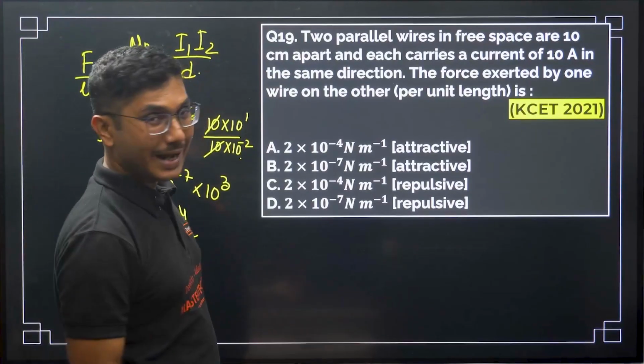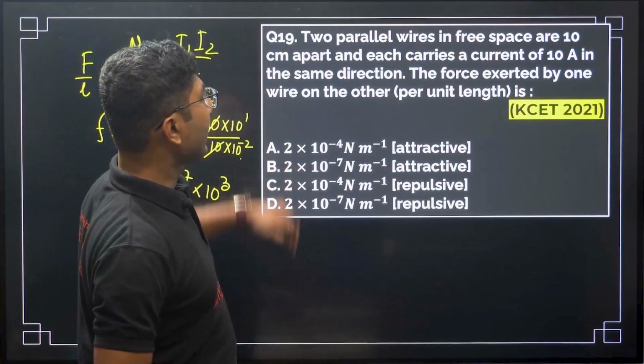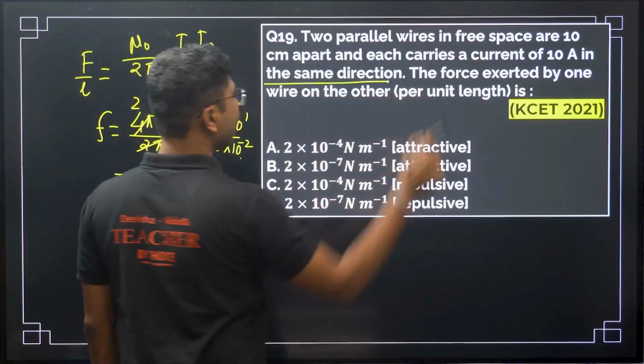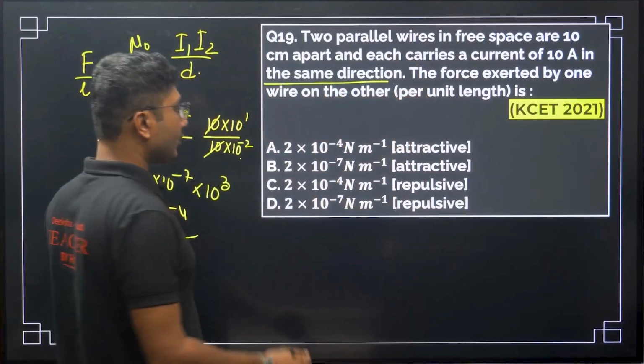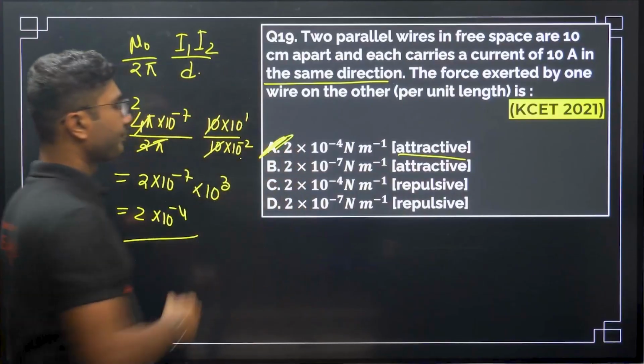Now whether it will be attractive or repulsive depends on the direction of charges. Okay, same direction means attractive, so it will be 2 into 10 to the power of minus 4 attractive. So correct answer is option A.